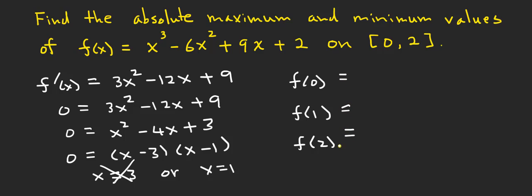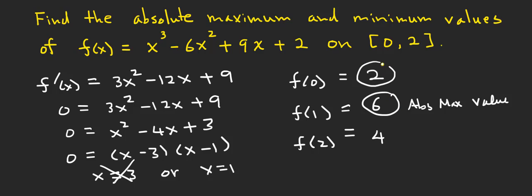You plug it into the original function here. What is f of 0? That's going to be 2. And what is f of 1? Instead of x, you plug in 1, and you'll get 6. What about f of 2? Instead of x, you plug in 2, and you will get 4. So this 6 is going to be our absolute max value, and 2 is going to be our absolute minimum value on this interval.